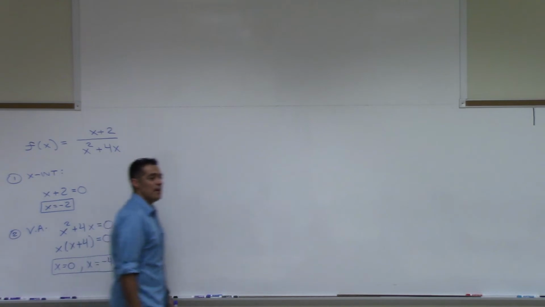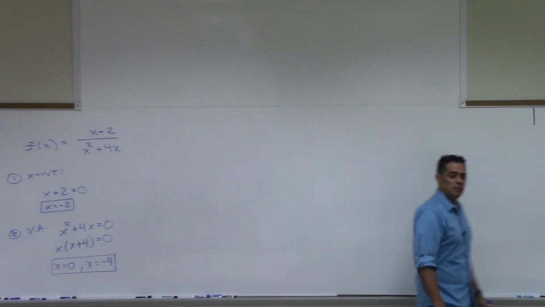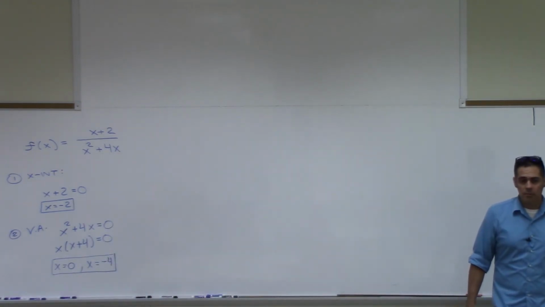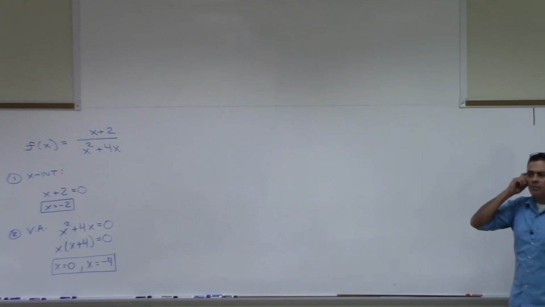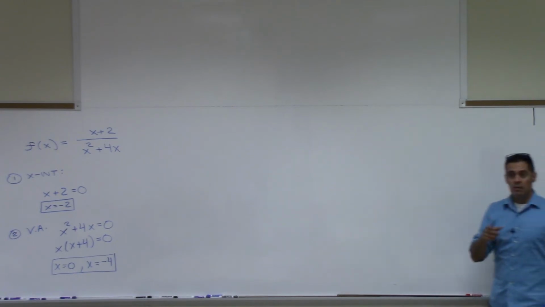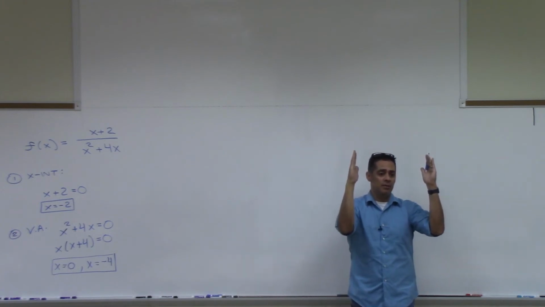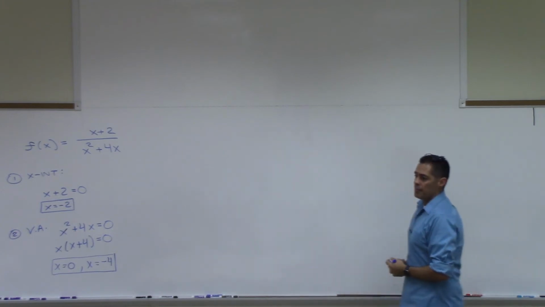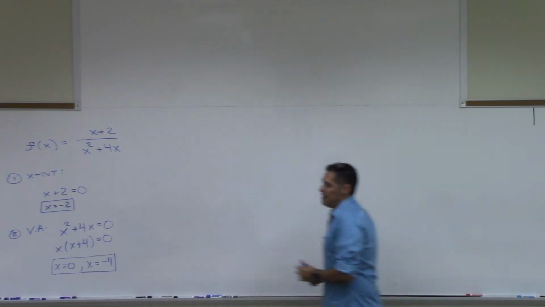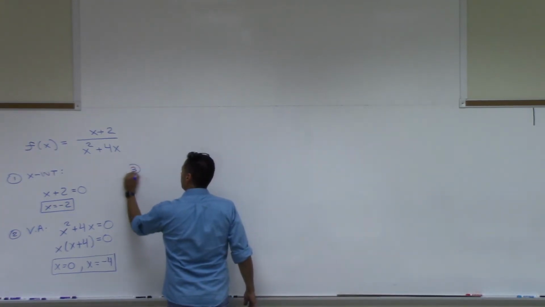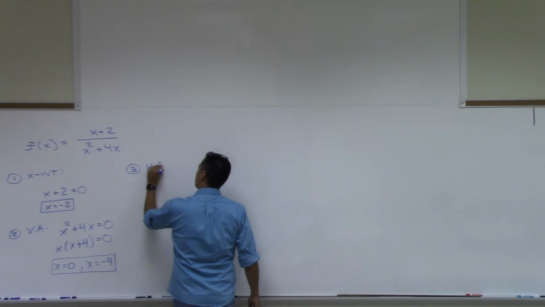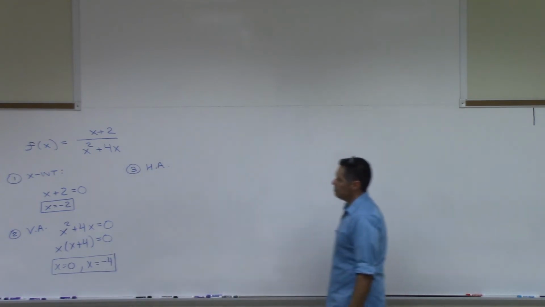What are these on my graph? You all right with that? Are these x-intercepts? No, these are my vertical asymptotes. And that means I have two of them. Okay? Third step, horizontal asymptote.